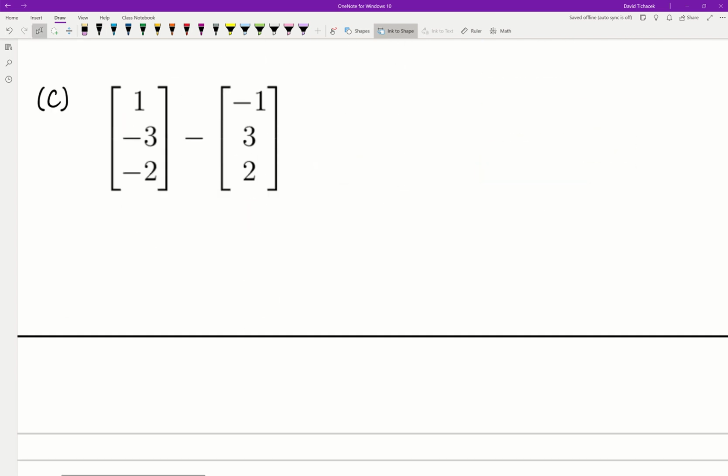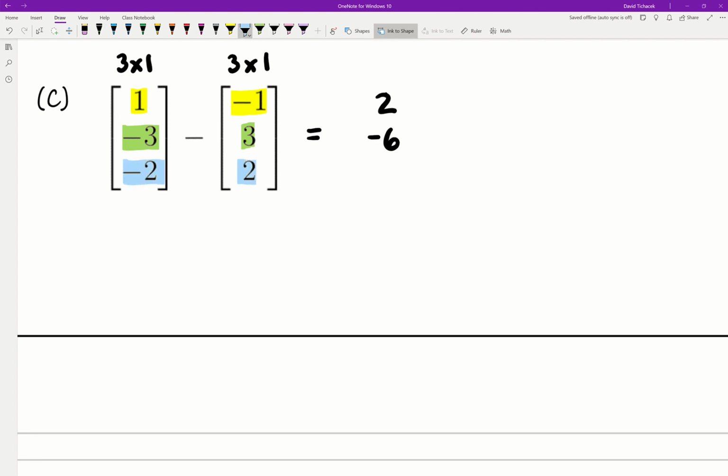Moving on to the next one, just checking the orders here, we have a 3x1, 3 rows, 1 column, that we are subtracting off another 3x1, again 3 rows, 1 column, and so because they have matching orders, we have the green light to go ahead and subtract these. And again, this works in the exact same way that you might think, right? So 1 minus -1, just watching the signs there, minus off a negative changes to plus, so that's going to be +2. The next entries down, we've got -3 minus 3, that's going to give you -6. And then finally, we've got -2 minus 2. That's going to give you -4, okay?